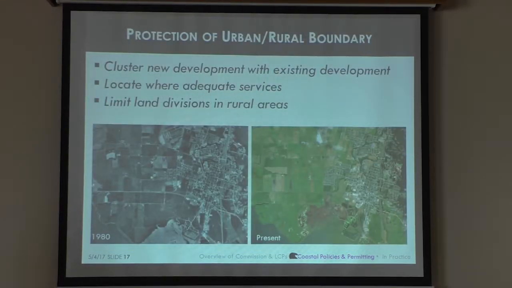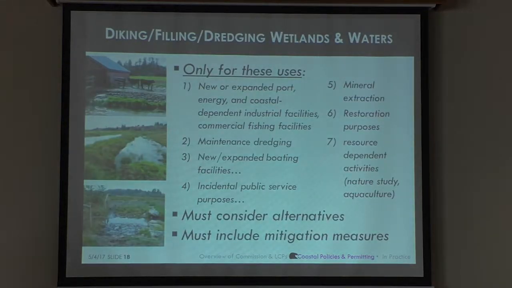There's also strong restrictions on urban expansion into agricultural lands, and limitations on subdivisions in rural areas. A lot of ag lands in Humboldt County are also seasonal wetlands, and there's really strong wetland protections in the Coastal Act. Excavation and fill in wetlands is only allowed for these 7 uses I have up here, which are all coastal dependent, resource dependent, and or uses with a public benefit. And ag uses aren't one of those 7.